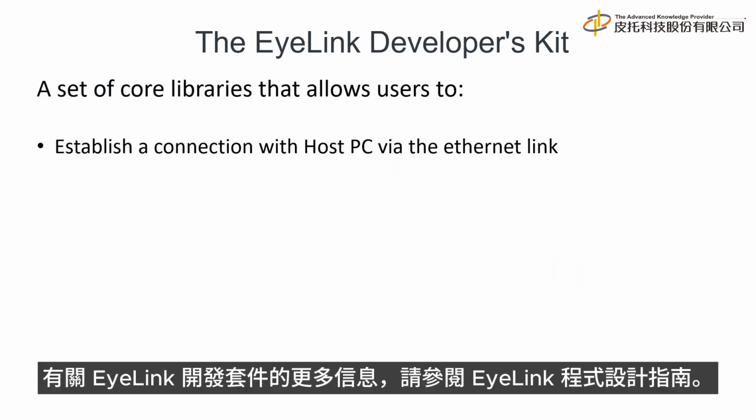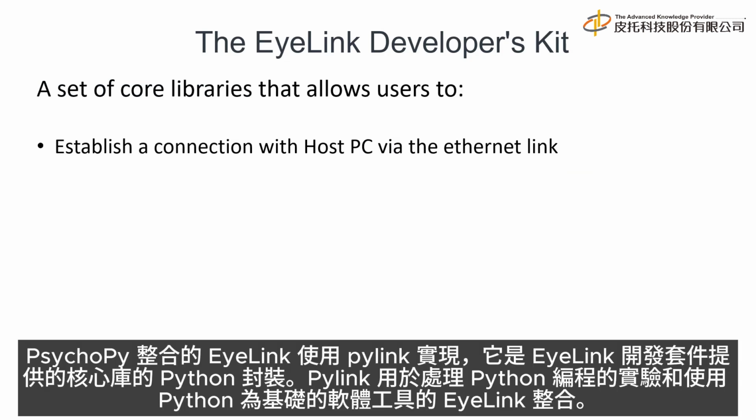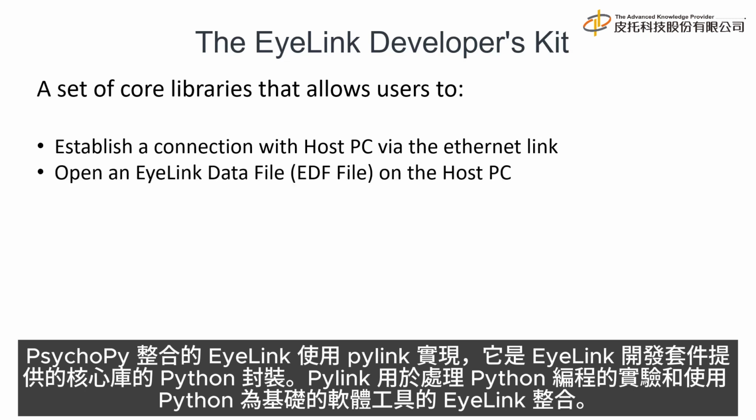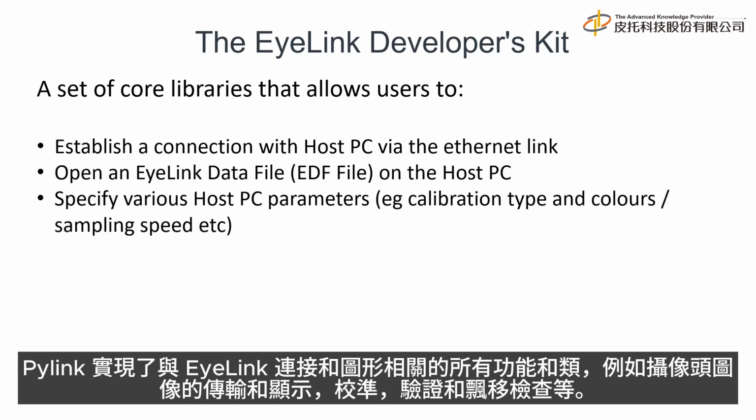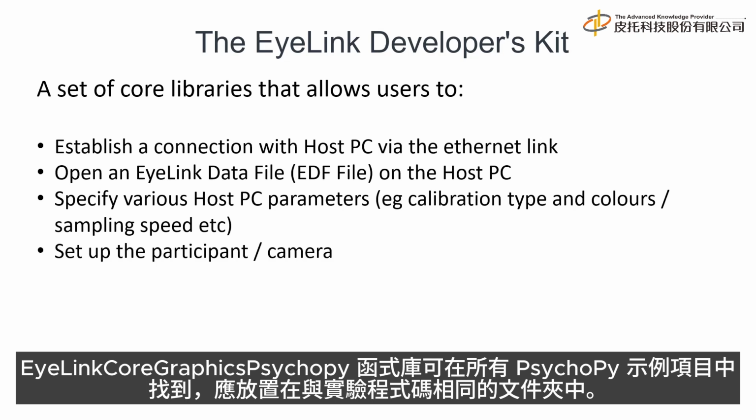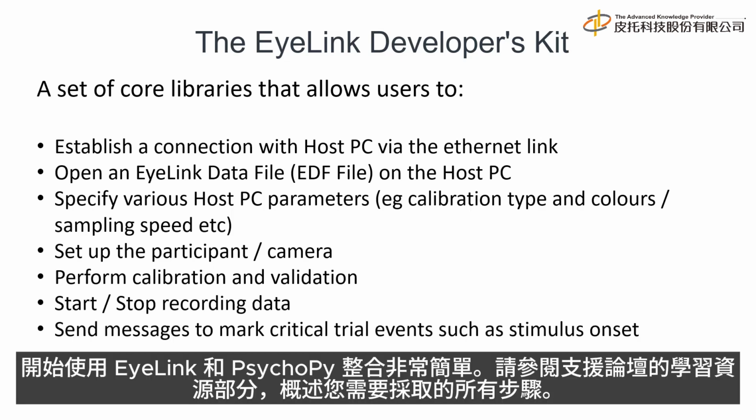In a typical eye tracking experiment, the Developers Kit libraries allow other software to establish a connection with the host PC via the Ethernet link, open an EyeLink data file on the host PC, specify various host PC parameters such as the calibration type and sampling speed, set up the participant camera, perform calibration and validation, start and stop recording data, send messages to mark critical trial events such as stimulus onset or participant responses, send data viewer integration messages to facilitate subsequent analysis, and transfer the EDF file to the stimulus or display PC at the end of the task.